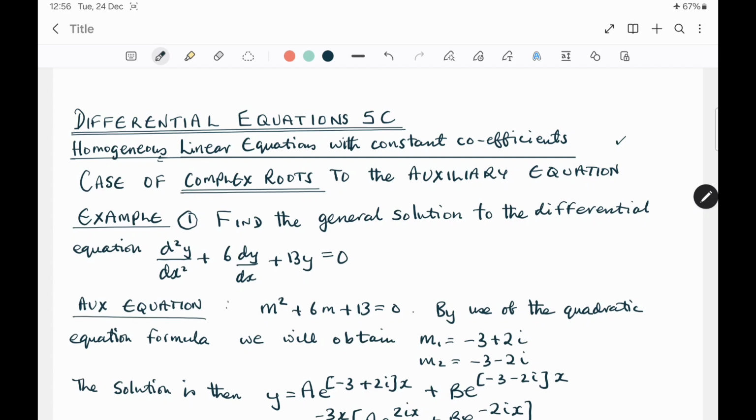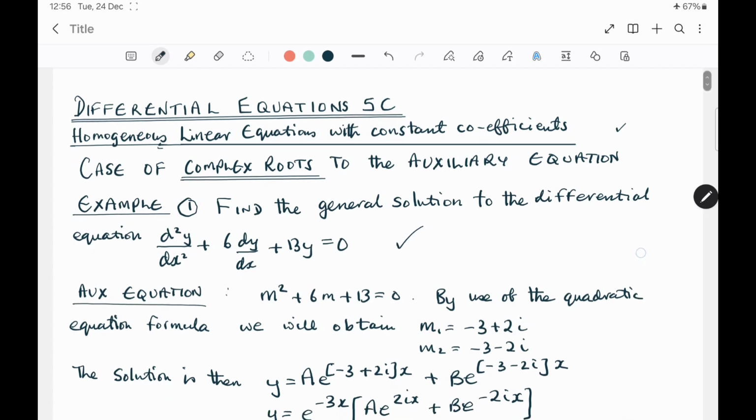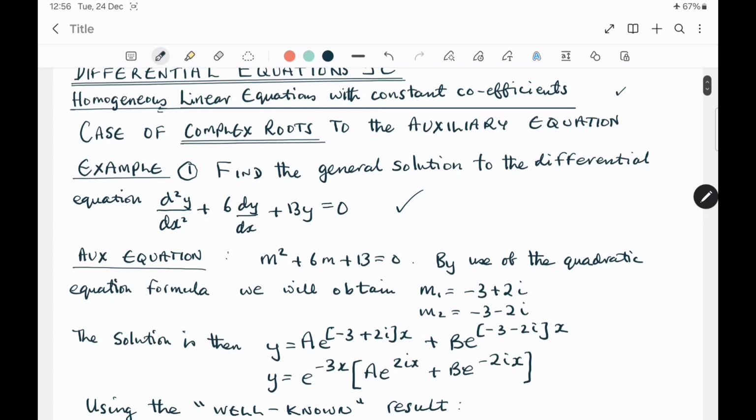So I'm going to do two examples. Firstly, find the general solution to the differential equation d2y/dx squared plus 6 dy/dx plus 13y equals 0. So the auxiliary equation will be m squared plus 6m plus 13 equals 0. By use of the quadratic formula, we'll quite easily obtain the two roots: m1 equals minus 3 plus 2i, and m2 equals minus 3 minus 2i.